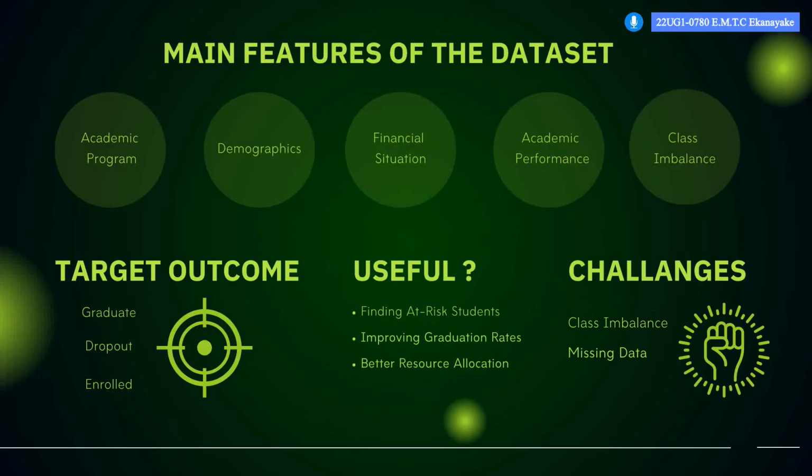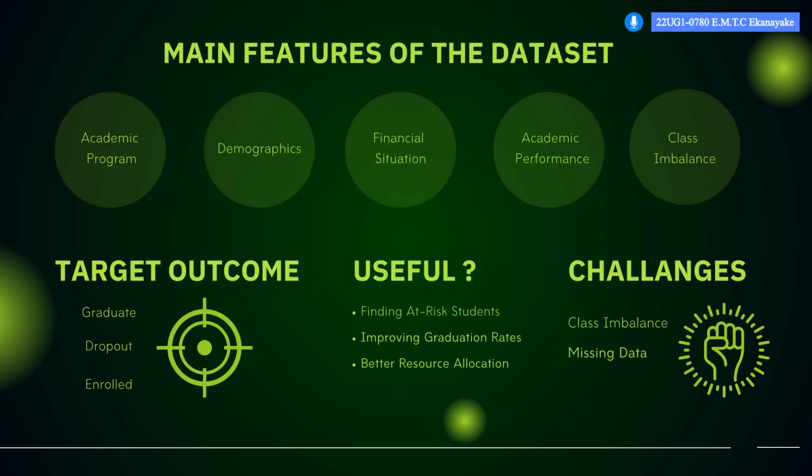Main features of the dataset: academic program shows the students' study program. Demographic includes details like age and gender. Financial situation includes family income and financial support. Academic performance shows students' grades from the first 2 semesters. Class imbalance: most students either graduate or stay enrolled.